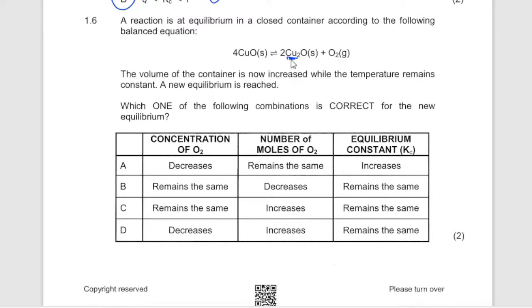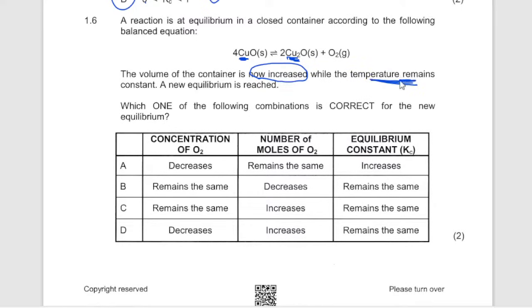This is already copper 1. This is already copper 2. So if you don't know, sorry, but it's not for explaining everything. It's just to see which one is the most correct answer. Yes. The volume of the container is now increased while the temperature remains constant. A new equilibrium is established. The volume is increased. So how does the volume affect the Kc? Okay, we shall see, while the temperature remains the same.